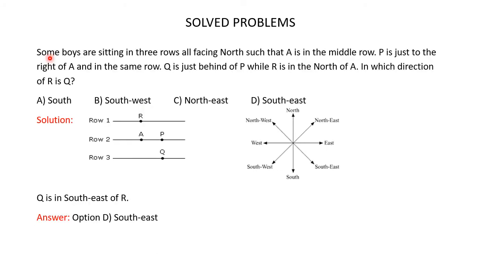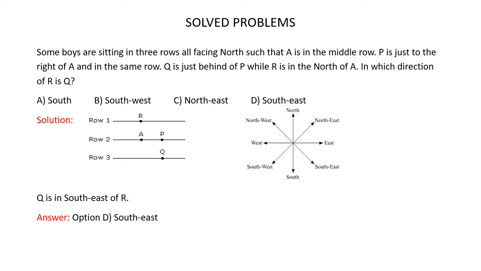Some boys are sitting in 3 rows, all facing north, such that A is in the middle row. P is just to the right of A and in the same row. Q is just behind P while R is in the north of A. In which direction of R is Q? You are given four options here and you have to find out which of these options is the correct one.